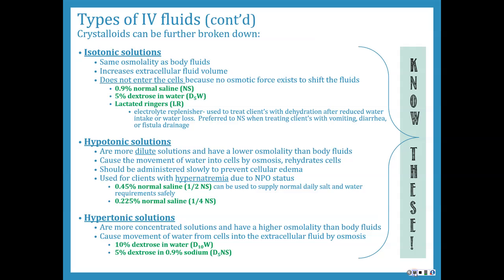We'll see that clients that have maybe a high sodium level, or hypernatremia, due to being NPO will often have these. And so half normal saline or 0.45 normal saline or quarter normal saline, 0.225 normal saline are examples of hypotonic solutions.